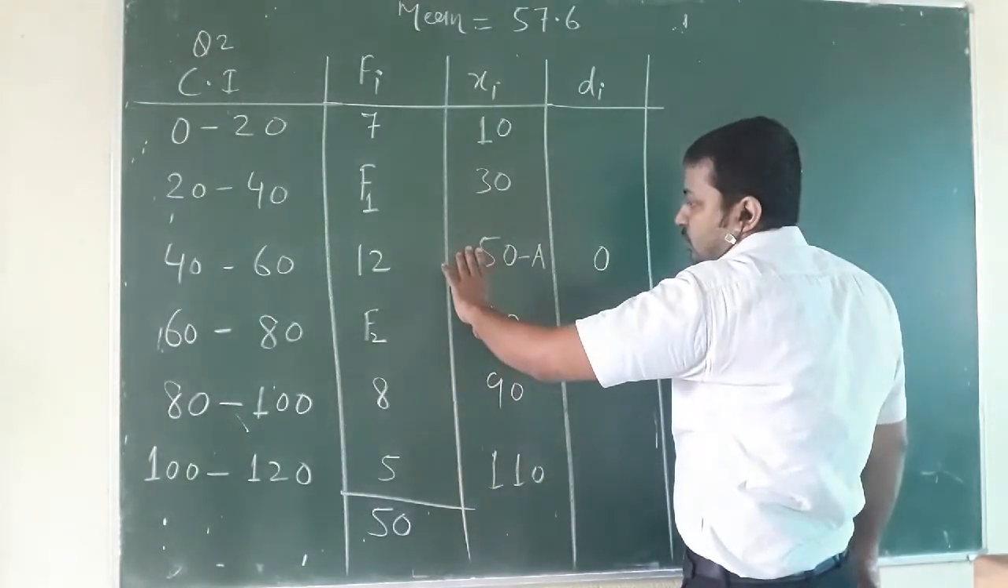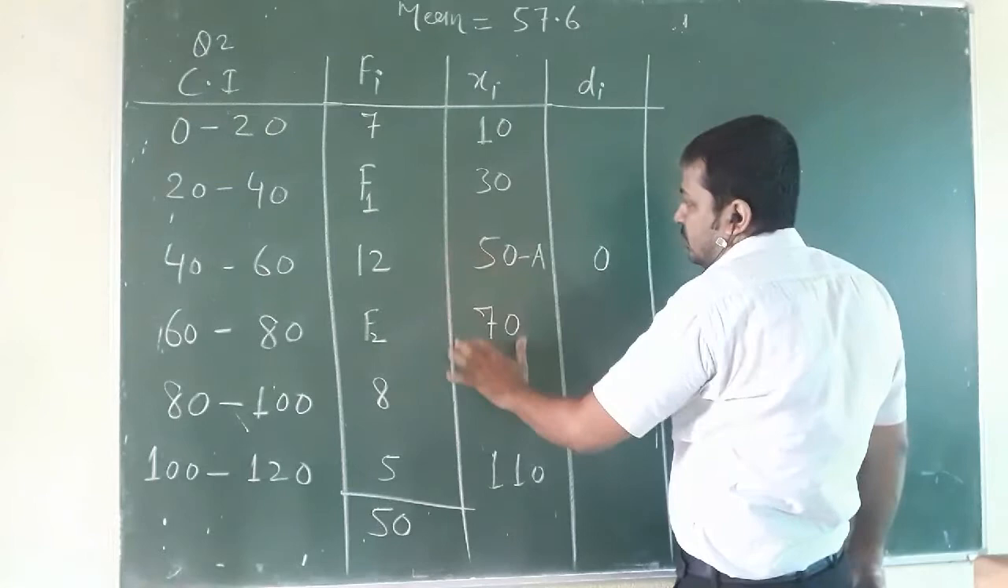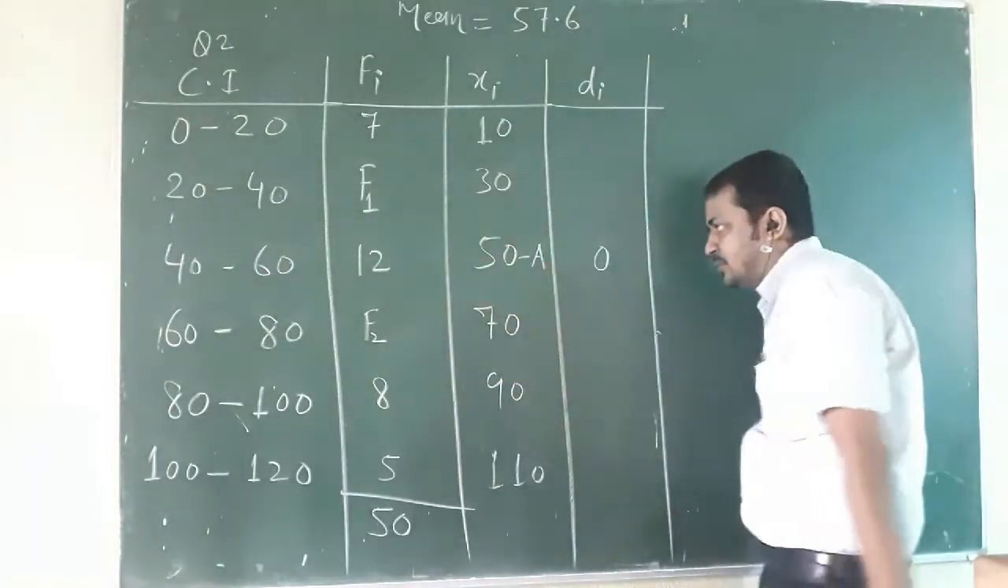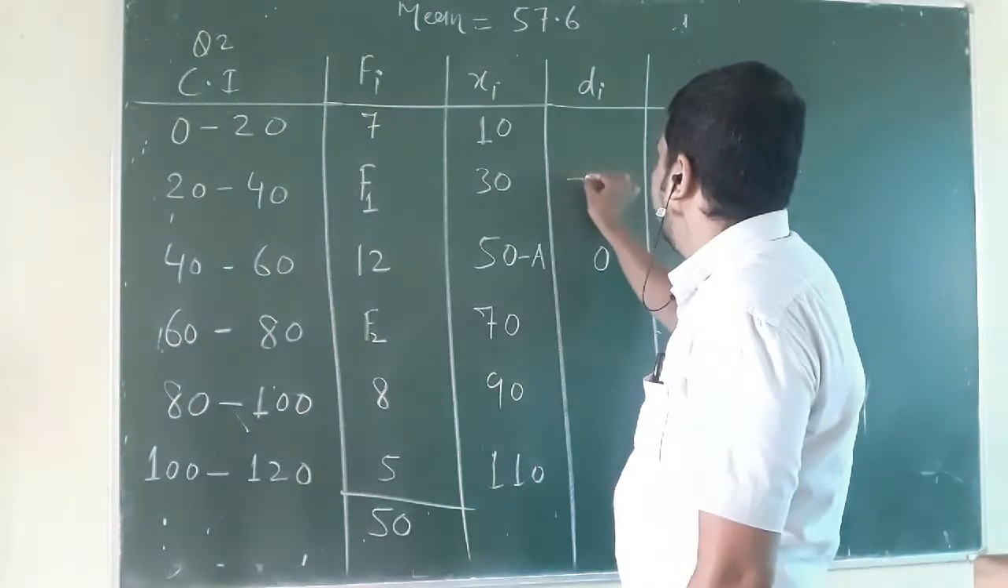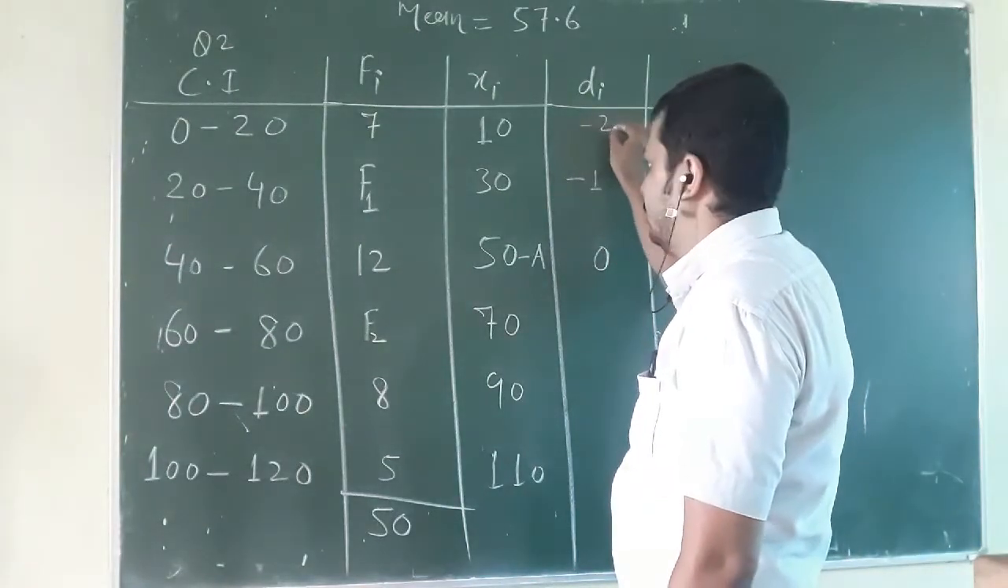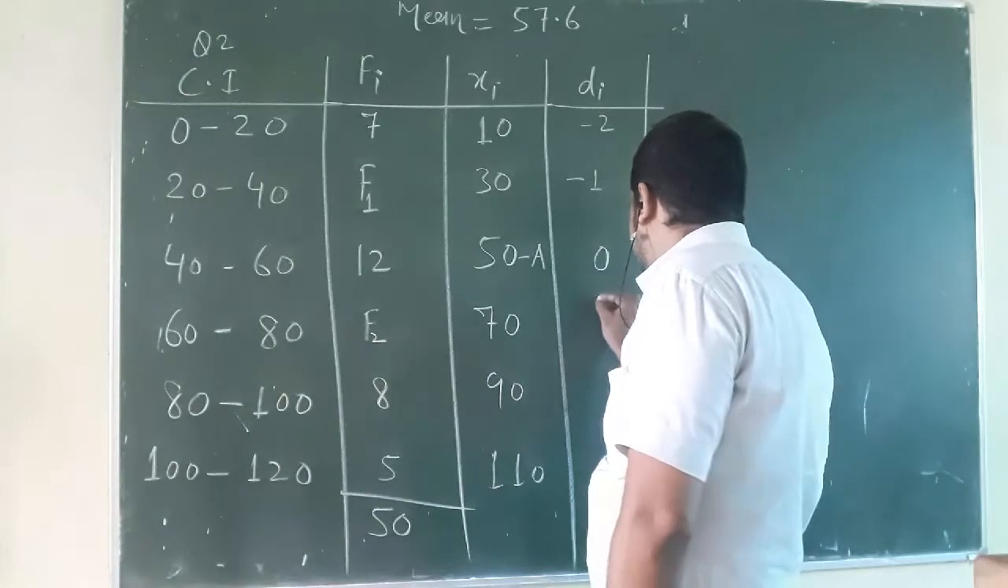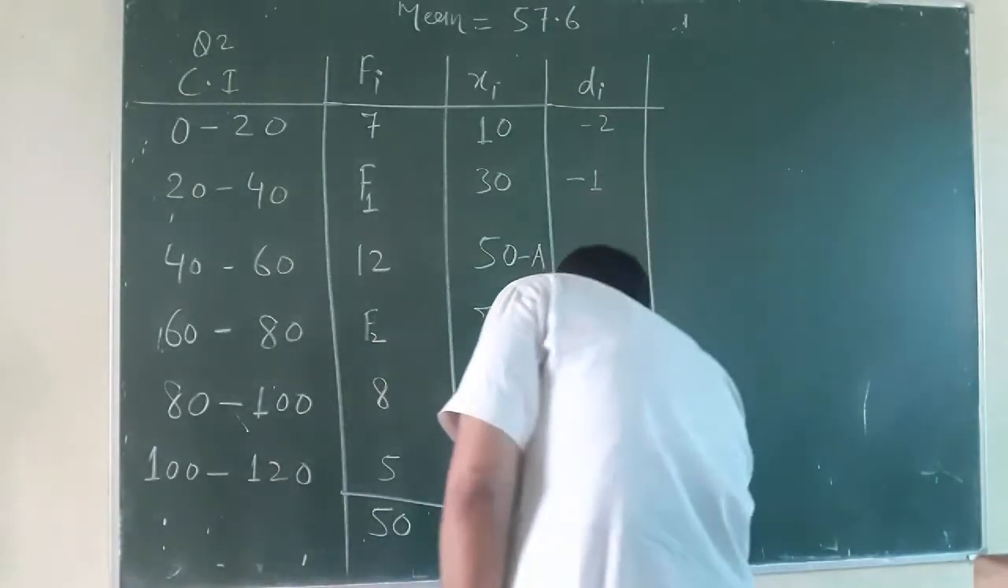Then there will be these two. So either we can pick these two, anyone we can pick. So I have chosen the smallest one, that is 50. So this is 0, minus 1, minus 2. Now 1, 2, and then 3.